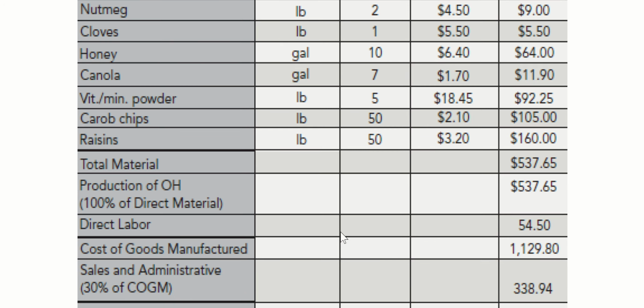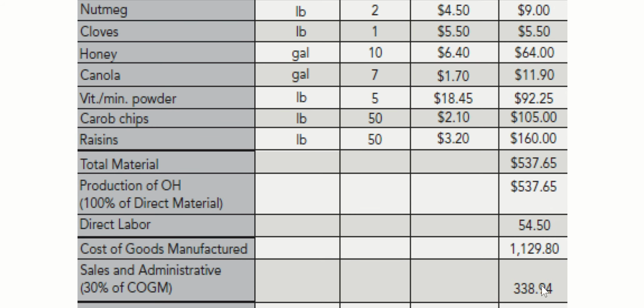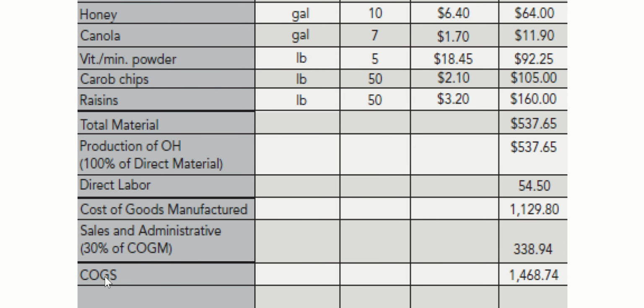Now they are considering sales and administrative. Just because we manufacture doesn't mean we can sell directly. We have to do sales and advertising and all those things. For that, they're considering 30 percent of the cost of goods manufactured. Remember, all of these are for 7 cases. If we consider 30%, it comes to around $338. Then the cost of goods sold comes to around 1,468, which is the cost of goods manufactured plus the sales cost. So now we got the final cost.